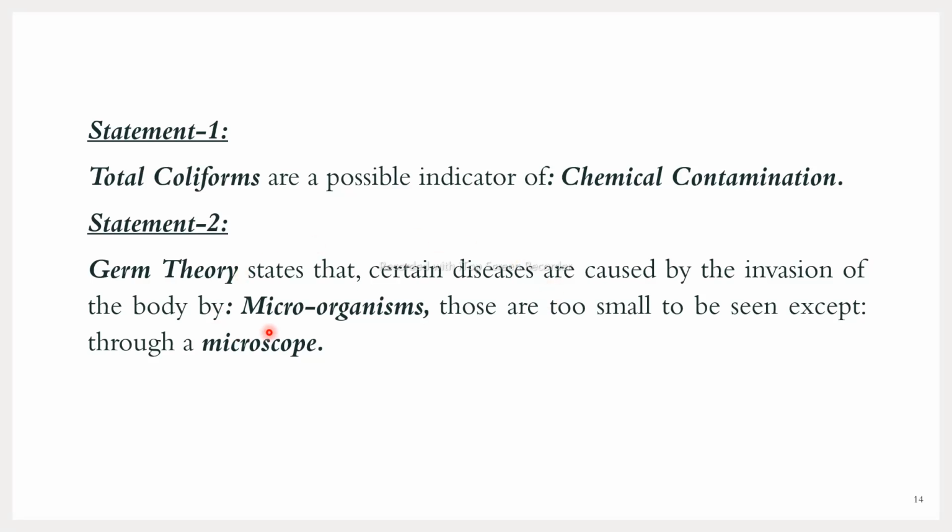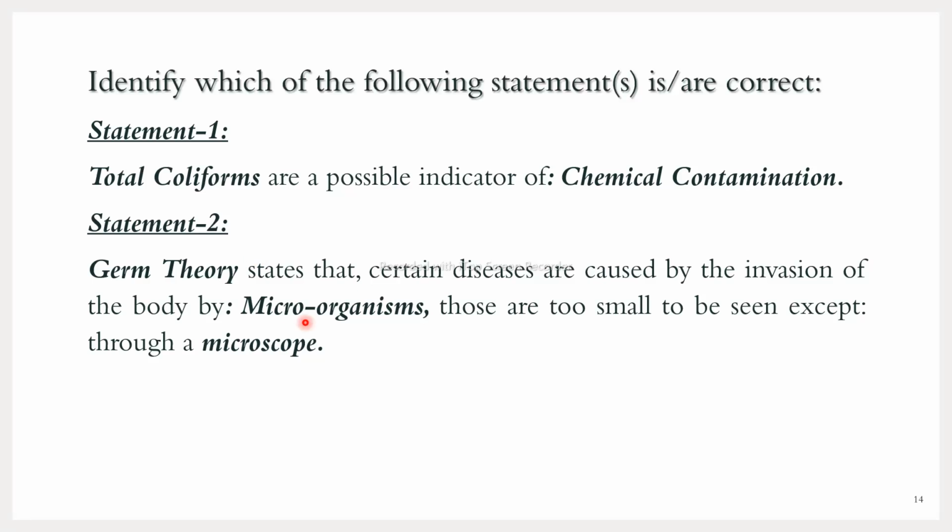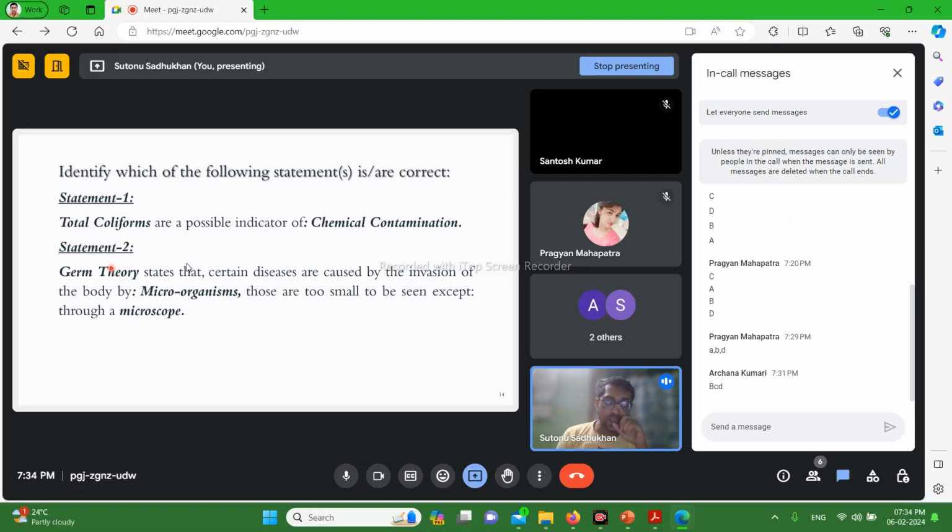The thing I was telling earlier, the term micro means around 10 to the power minus 6, that means 10 to the minus 5 to 10 to the power minus 7. The size ranges within this many meters. So that means they are not visible with our open eye and can be seen with a microscope. So the statement is correct, but whether germ theory states that or not, you have to tell. So you have to identify which of the following statements are correct. So the first one or second one or both are correct or not. So you can type your answer in the chat box.